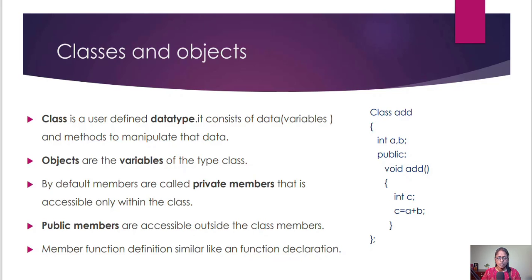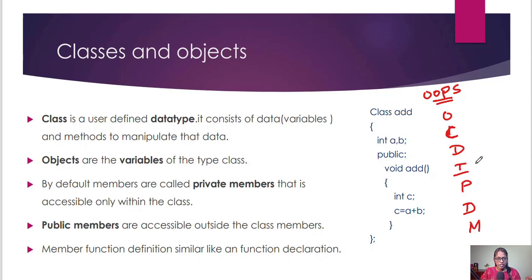The important concept in C++ programming is the OOPS concept. OOPS means object oriented programming style. OOPS concepts come under objects, classes, data abstraction and encapsulation, inheritance, polymorphism, dynamic binding and message passing. So you just remember this: OCDIPDM. Only these 7 concepts are called OOPS concepts.